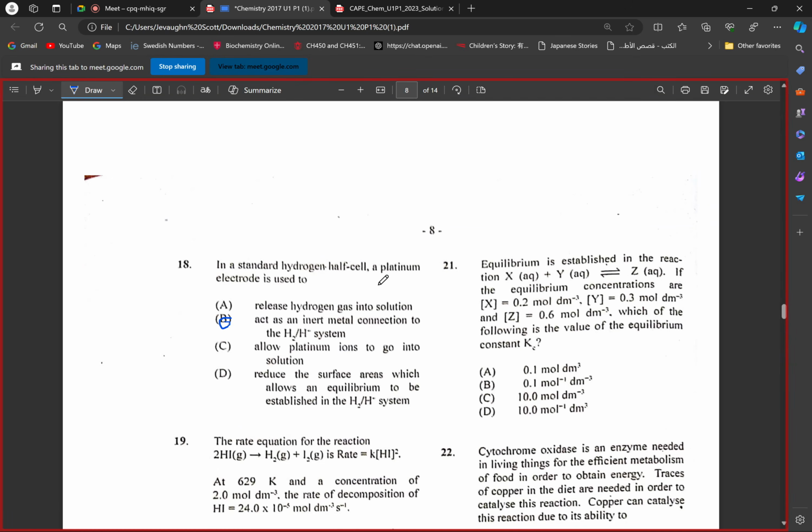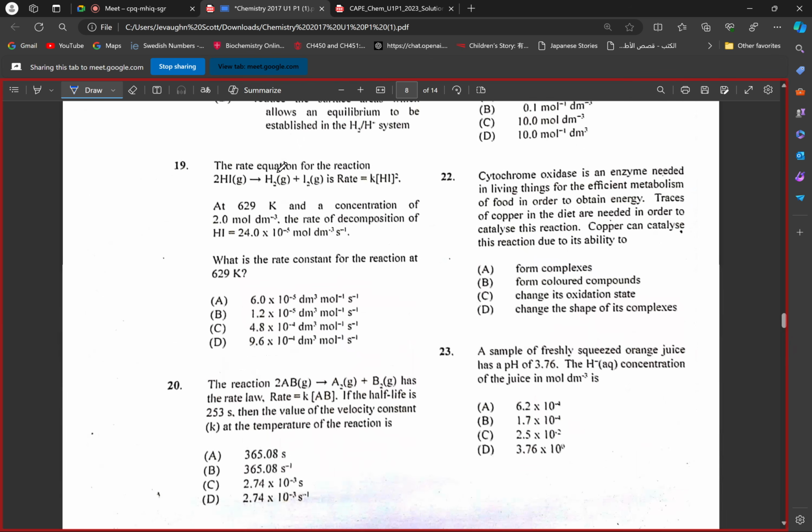Alright. In the standard hydrogen half cell, a platinum electrode is used to act as the inert metal connection between the hydrogen systems. The answer is B. Right? Lovely.